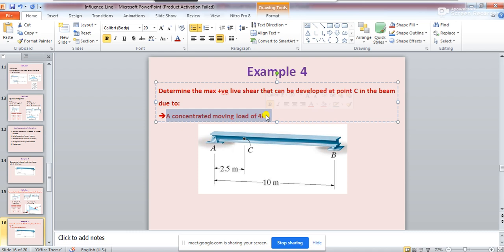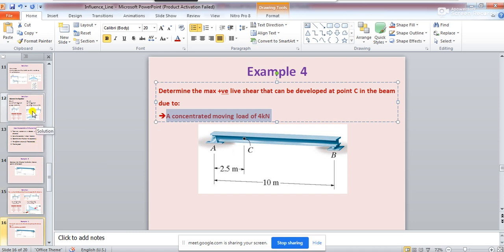So when a load of 4 kilonewton is moving over the beam, and if you want to find out how much positive shear force, the maximum positive shear force, will be generated at this point C, then you see the thing is very simple. First you will have to find out the influence line diagram for shear force at C, which we have already solved.